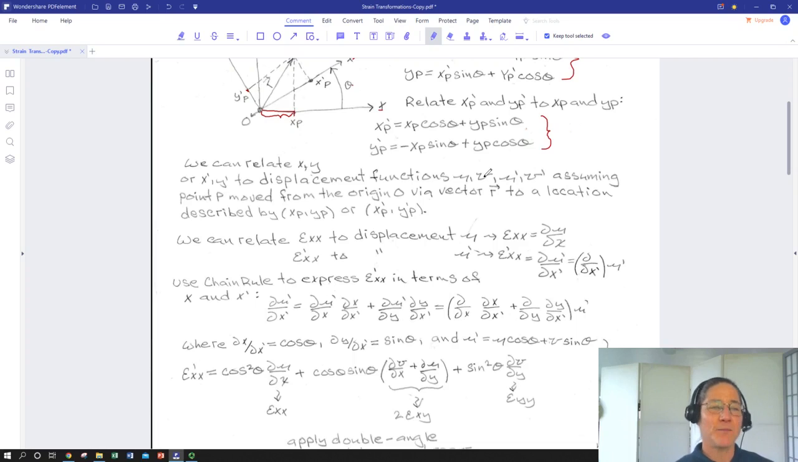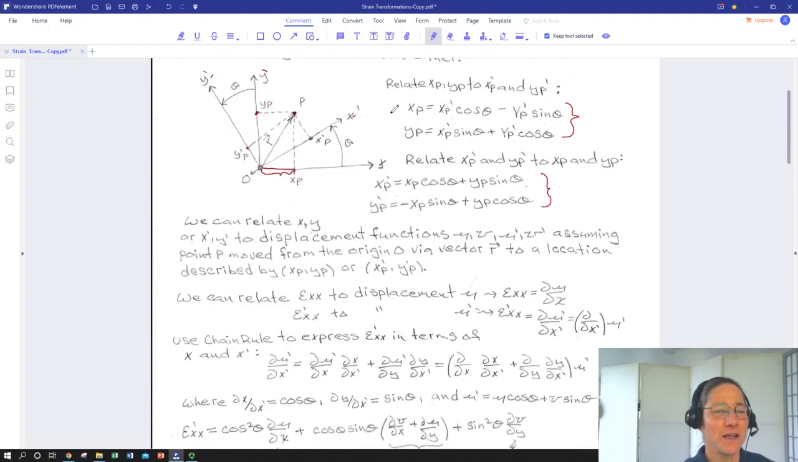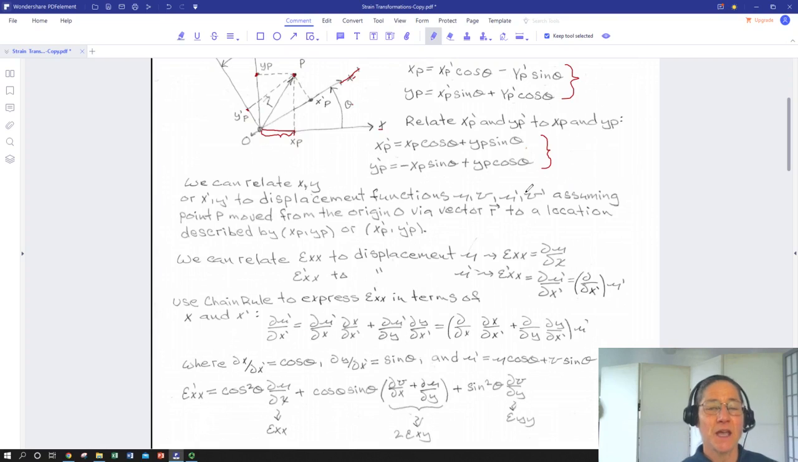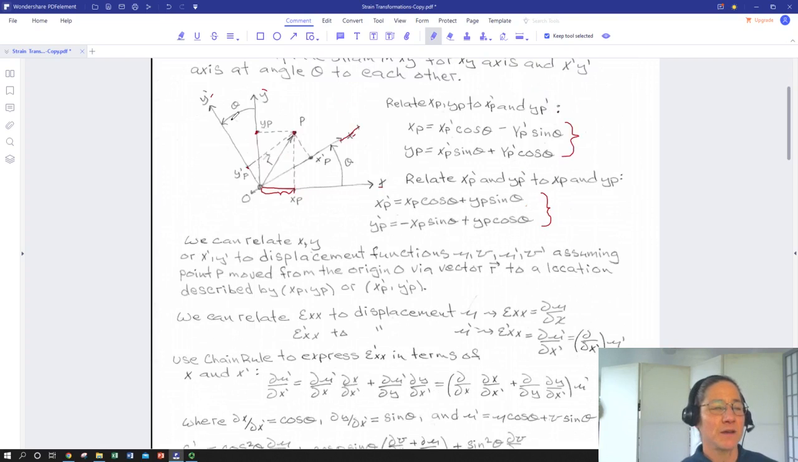So u prime will take a point, and based on wherever it started, with reference to x prime and y prime, it'll move it in the direction of y prime. So it'll move it along in the y prime direction some amount based on wherever it was when it started. And the same thing with v prime. V prime will take a point and it'll move it some distance out or closer in the y prime direction depending on where it was.